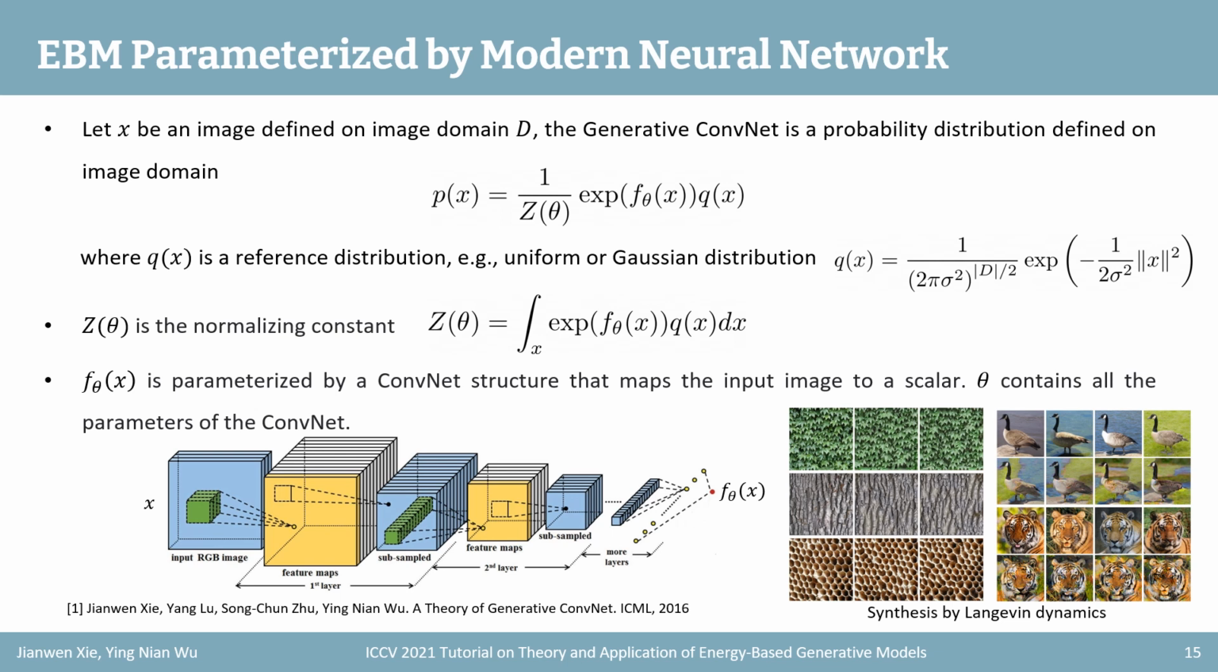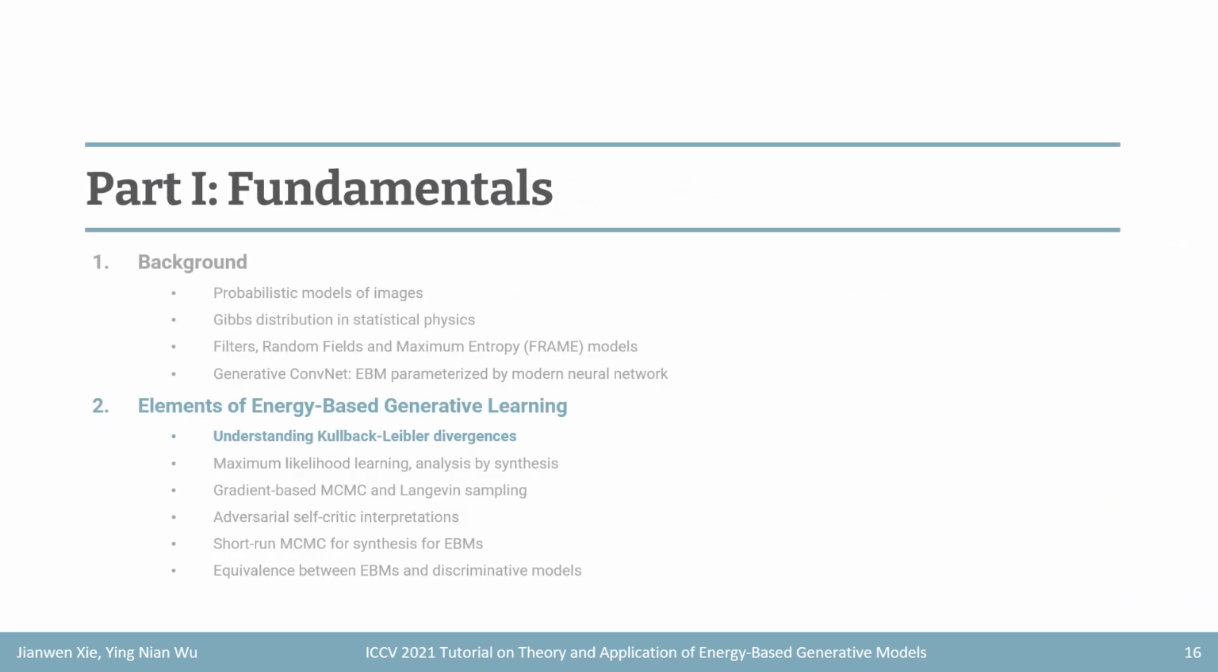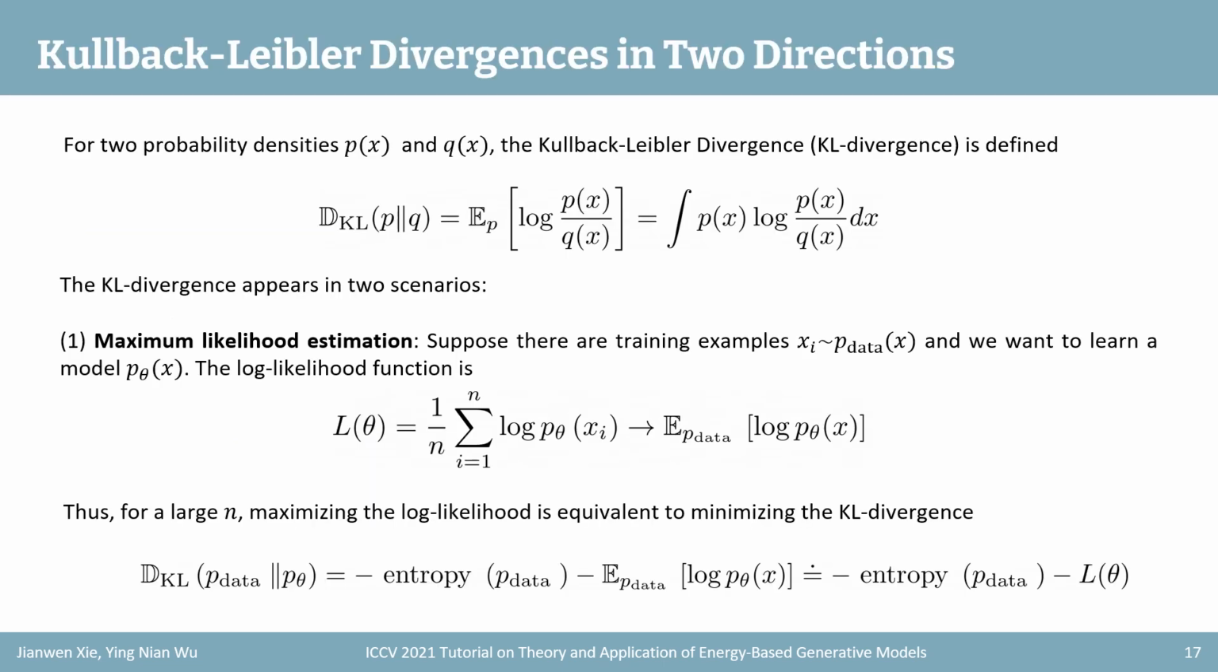For the rest of part 1 of this tutorial, I will use the Generative ConvNet as an example to present the elements of energy-based learning. In this section, we will study an important concept, which is KL divergence. Suppose we have two probability densities, P and Q. The KL divergence between P and Q is defined as the expectation of log P over Q under the distribution of P. The KL divergence usually appears in two scenarios.